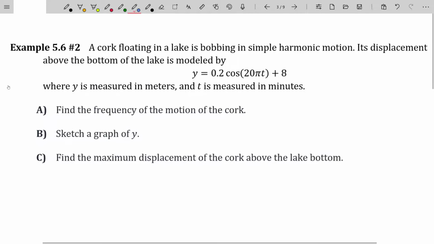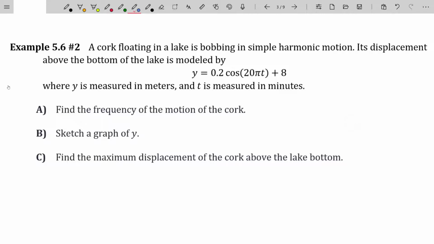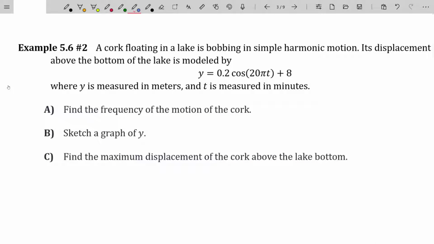Find the frequency of the motion of the cork. And I want to start there. We'll focus on that for a little bit because frequency is such an important topic within at least trigonometry and pre-calculus and signal processing, that it's very important for us to spend a few moments talking about what it means.